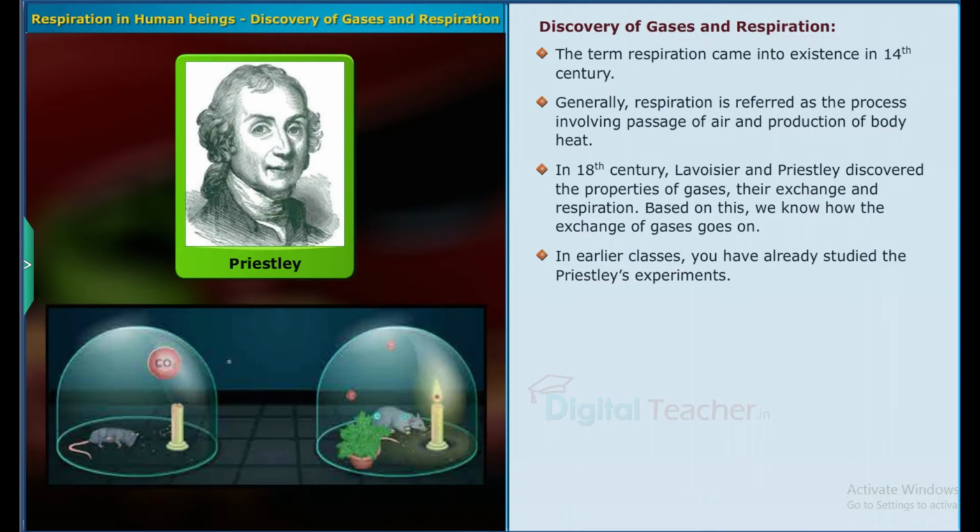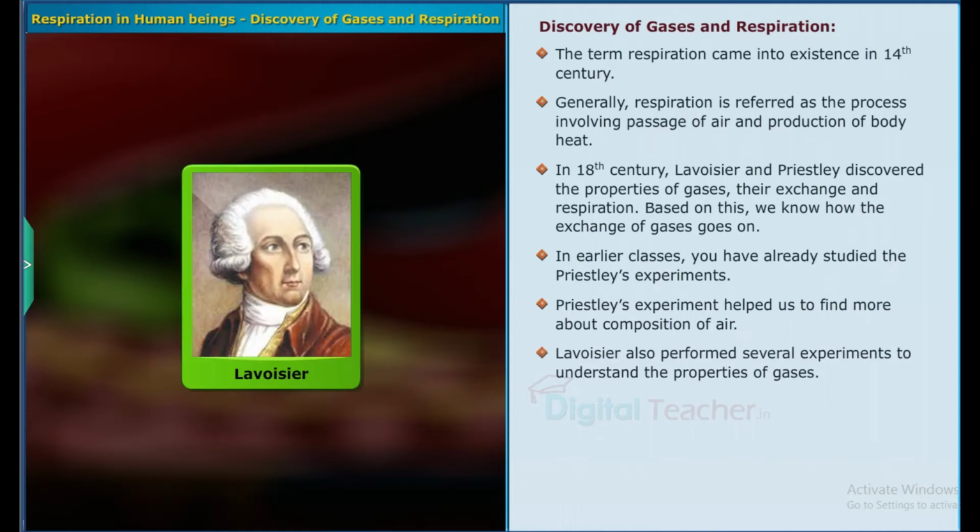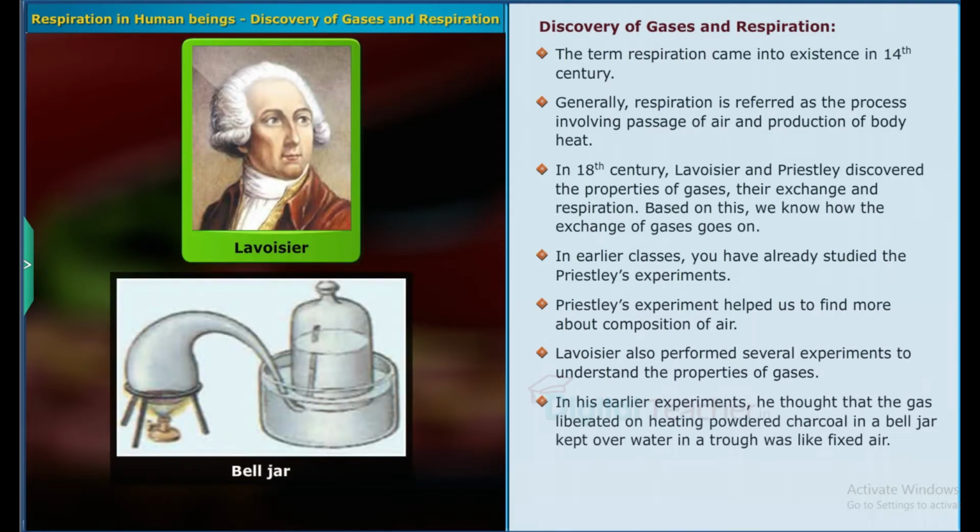In earlier classes, you have already studied Priestley's experiments. Priestley's experiment helped us to find more about composition of air. Lavoisier also performed several experiments to understand the properties of gases. In his earlier experiments, he thought that the gas liberated on heating powdered charcoal in a bell jar, kept over water in a trough, was like fixed air. His next series of experiments was based on combustion of phosphorus in a bell jar.